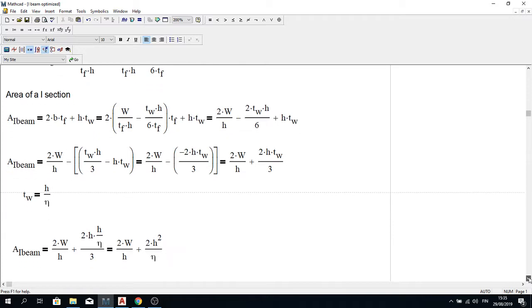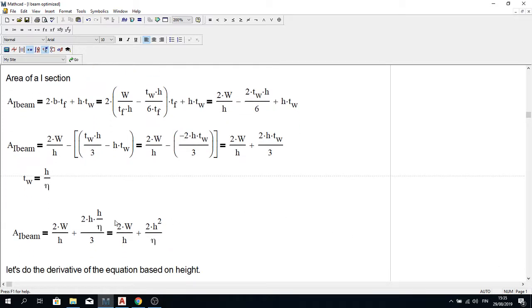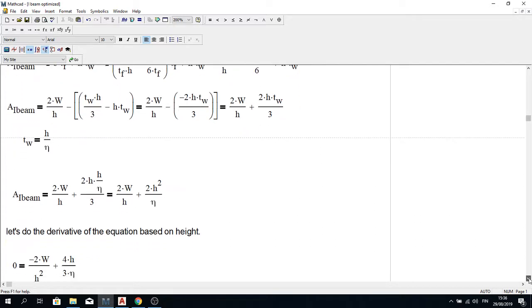And if you have any confusion, you can write me in the comment below, because I've tried to do it as nicely as possible. And the thickness of web is the height of the I-beam divided by eta. Eta is the factor that I will show you further how it works, where we get this eta factor. But the thickness of web is always related between the height and the eta factor. It's a factor. I will show you further.